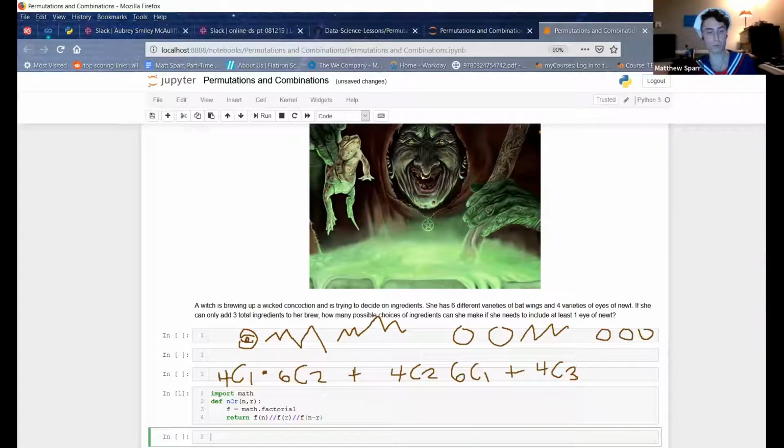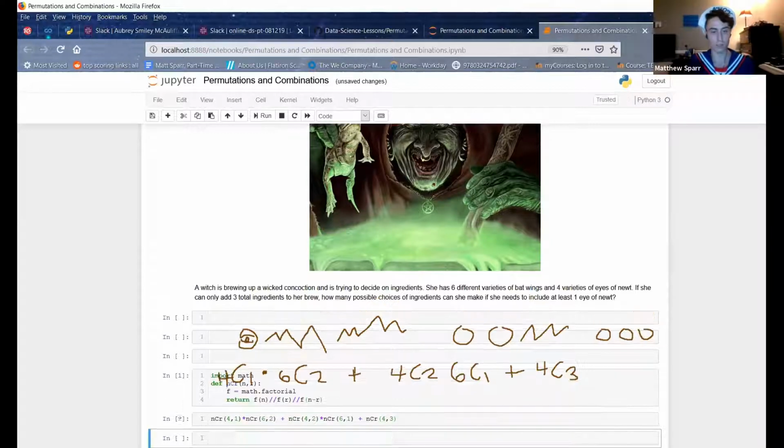Now for this first part, we can do ncr, pass in 4 and 1, times ncr of 6 and 2, plus ncr 4 and 2 times ncr 6 and 1, plus ncr 4 and 3. And if we run that, we get 100 possible combinations. So I'll go ahead and clear this.